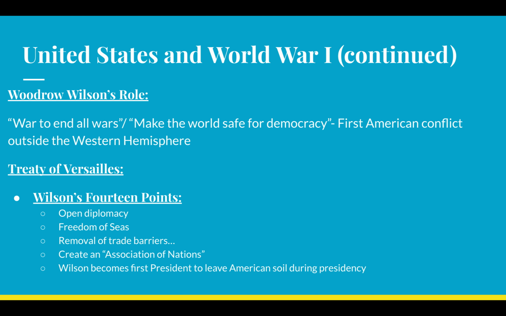Wilson's famous for his 14 points. These are not all of them. You'll see them in a moment. But he really says the way we can make peace after this war is by opening diplomacy, letting people talk to each other, trading on the seas with nobody firing upon each other, no trade barriers, people can trade, and creating an association of nations, which is going to be called the League of Nations. And we'll talk about that in a couple of slides.